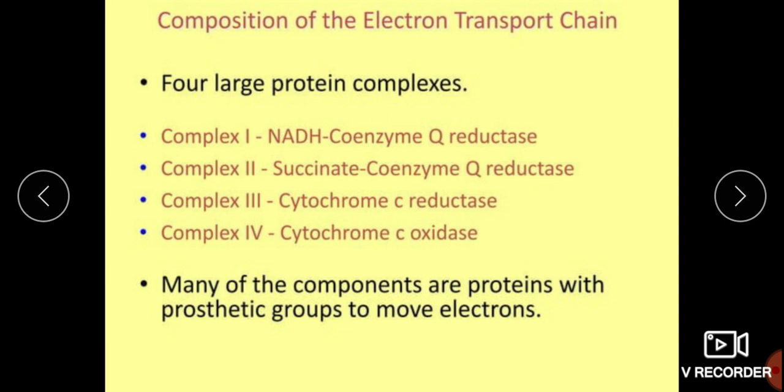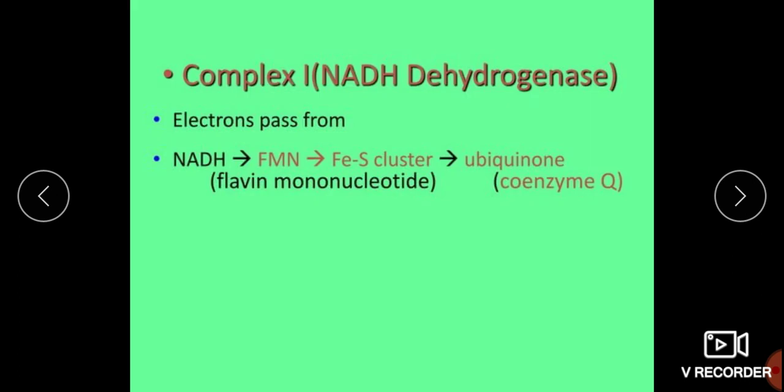Complex 1 is NADH coenzyme Q reductase. Complex 2 is succinic acid coenzyme Q reductase. Complex 3 is cytochrome C reductase, and complex 4 is cytochrome C oxidase. Many of the components are protein in nature, which show a prosthetic group to move the electrons through the ETC. The first component is NADH dehydrogenase.